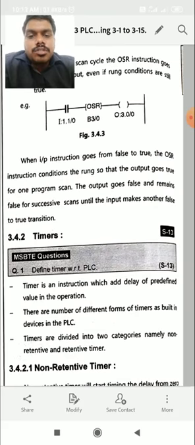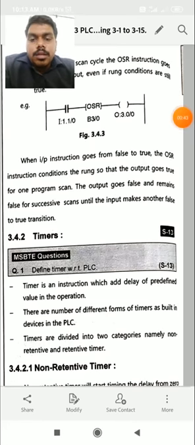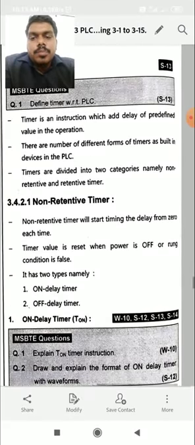A timer is an instruction which adds a delay of a predefined value in the operation, right? If in the operation we want to add some delay, then timers are used. There are a number of different forms of timer built into the PLC device. Timers are divided into two categories, namely non-retentive timers and retentive timers. Okay, what is a non-retentive timer?